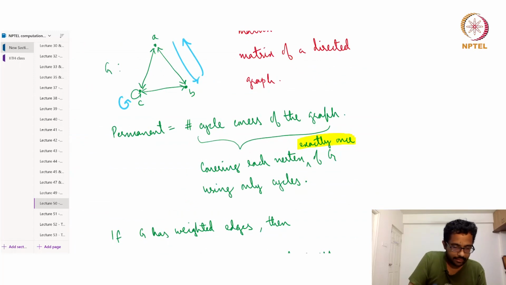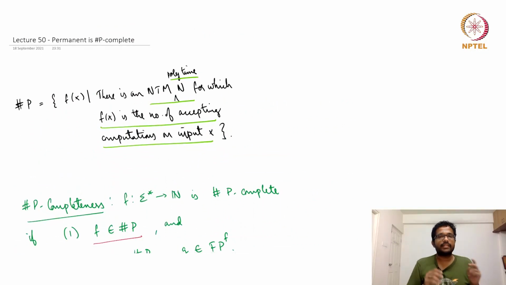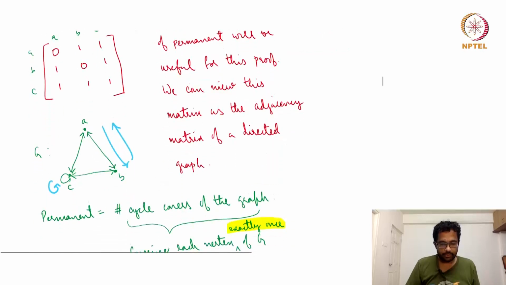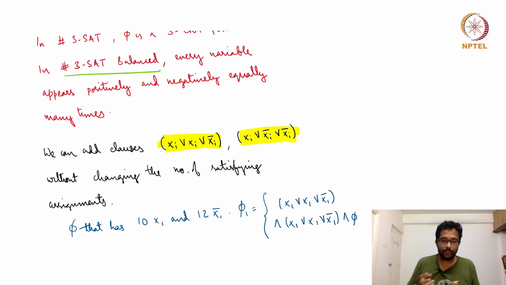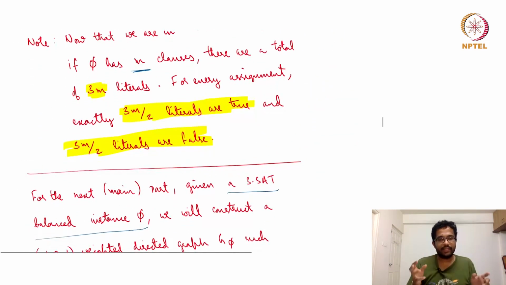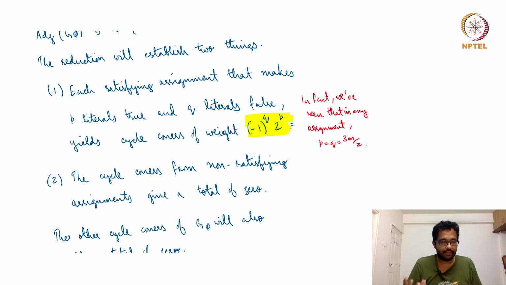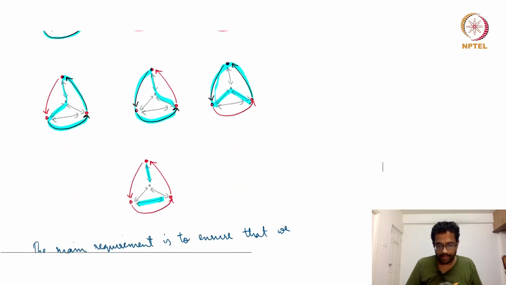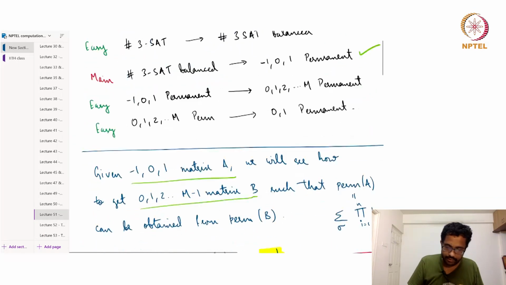So perhaps I'll just summarize this entire week. We had basically just two results. One was that permanent is Sharpe complete, which was Valiant's theorem. We saw what the permanent was, and then we saw that we could convert Sharpe 3SAT into a problem of counting the permanent, or estimating a permanent. So this was a somewhat involved reduction with too many gadgets. And the second lecture was a continuation of the same.